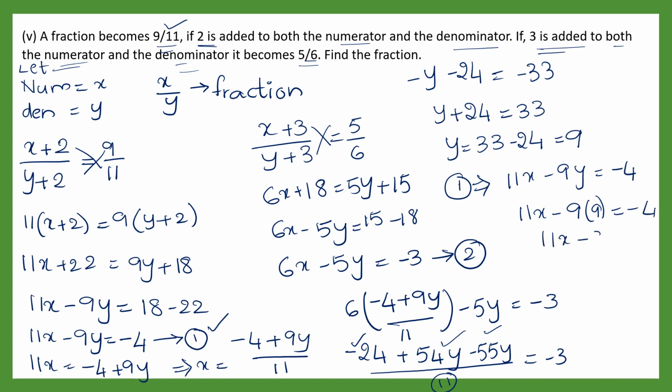11x minus 81 is equal to minus 4. 11x is equal to plus 81. If it comes to the right side, 81 minus 4, you get what? 80 minus 4 is 76. You have 1 extra here, so 77. 11x is equal to 77. X is equal to 77 by 11. So x is equal to 7.